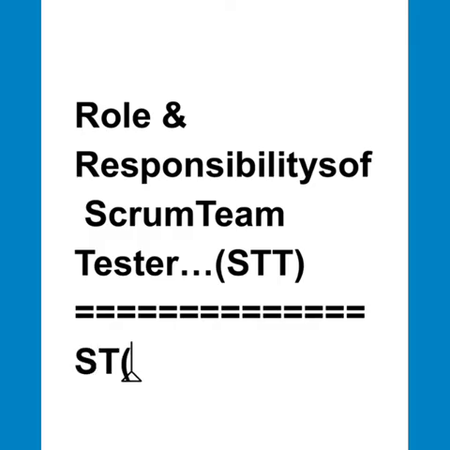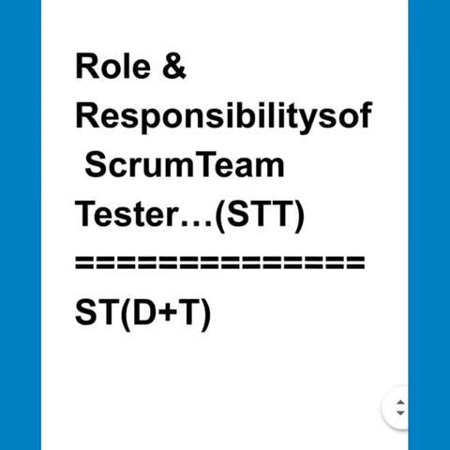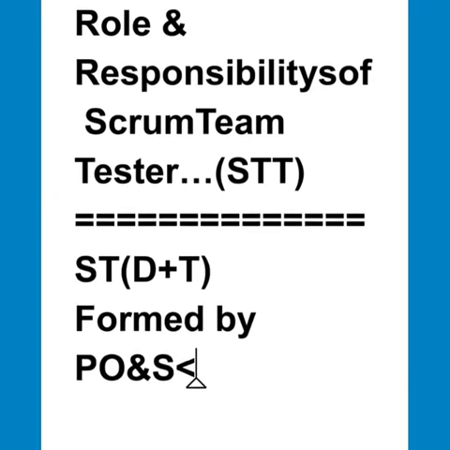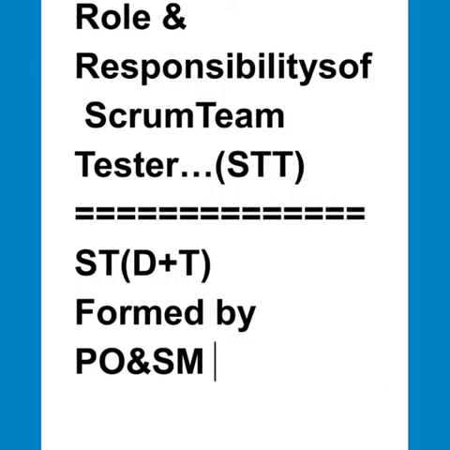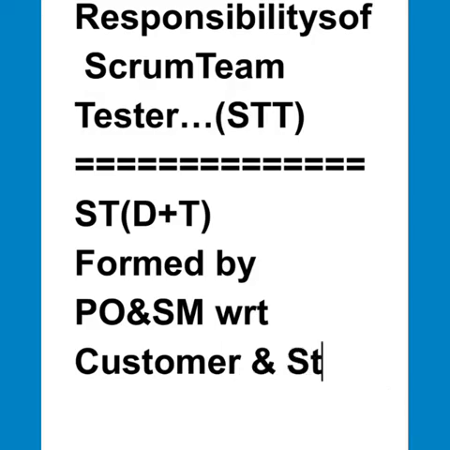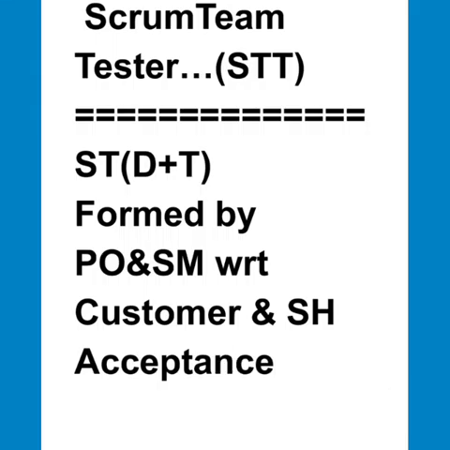The Scrum Team comprises developers and testers, as we know. This Scrum Team is going to be selected by the PO and Scrum Master, with respect to customer and stakeholder acceptance. Once the Scrum Team is formed, the developer will perform the roles that I already discussed in the previous session. Now we are going to concentrate on the Scrum Team tester's role.